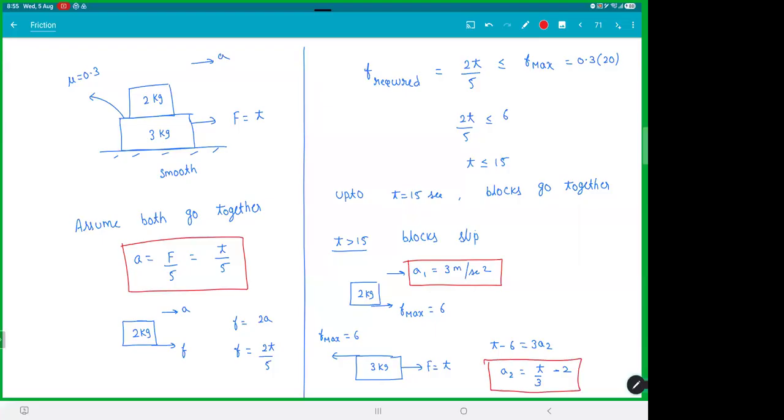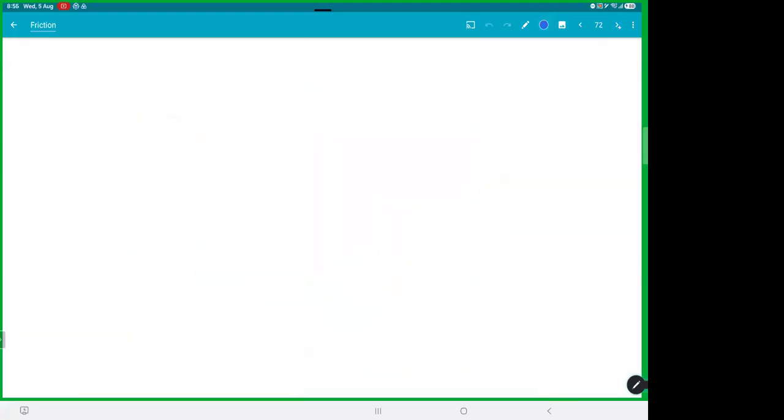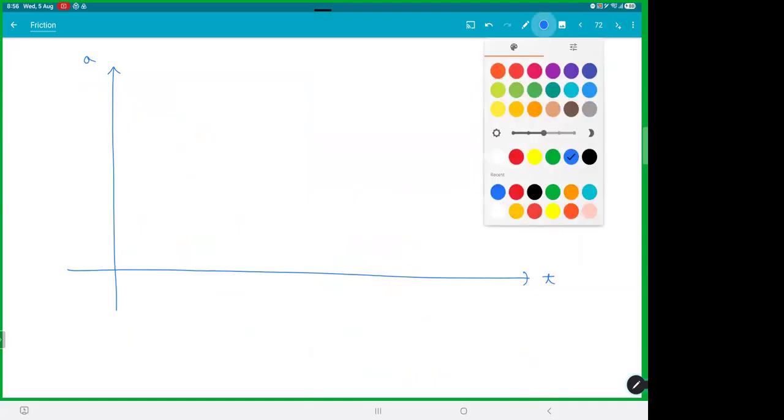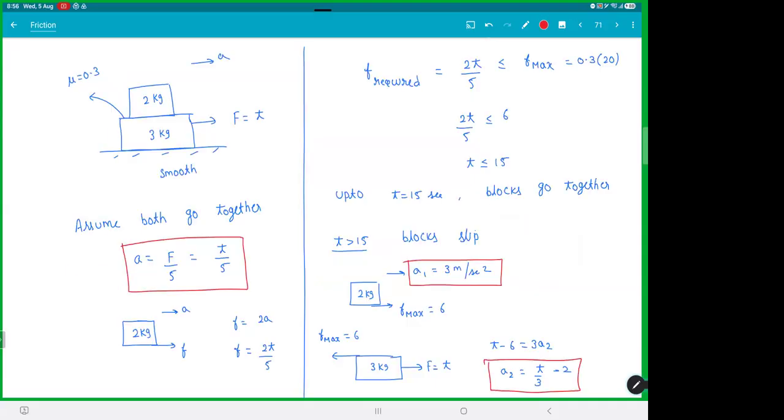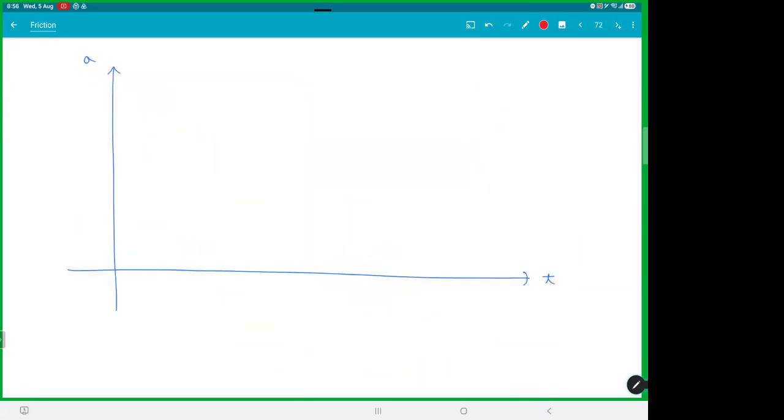So we want to plot a graph for this. This is how the graph will look. I am plotting both on the same graph. Initially, the acceleration is t by 5, so it will be a line like this. We can clearly see this looks like y is equal to mx. So this angle will be theta, which is tan inverse 1 by 5. That is the angle.